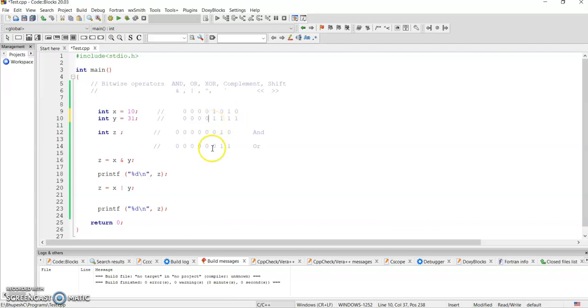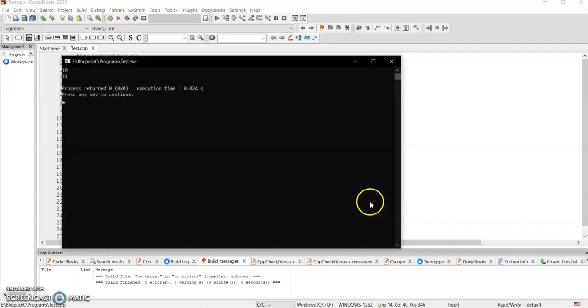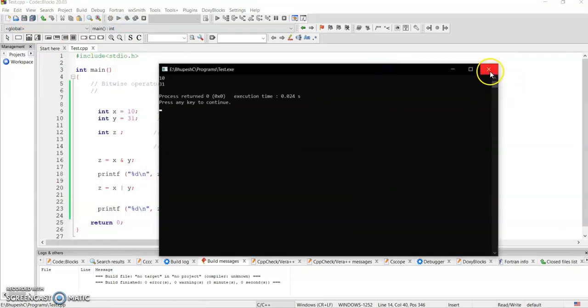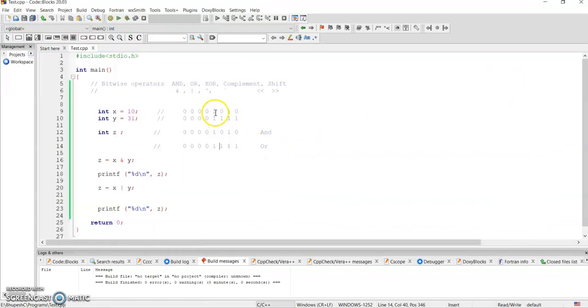Sorry. Okay, right? So now if I say like this, what will be the output? Z will be, this is AND operation, 1, 0, 1, 0. Okay, and OR operator, it will be 1, 1, 1. So that means I get 31. Okay, and that means here I will get nothing but 10 itself. Okay, let me execute 10 and 31. Yes, 10 and 31. So this is the OR.